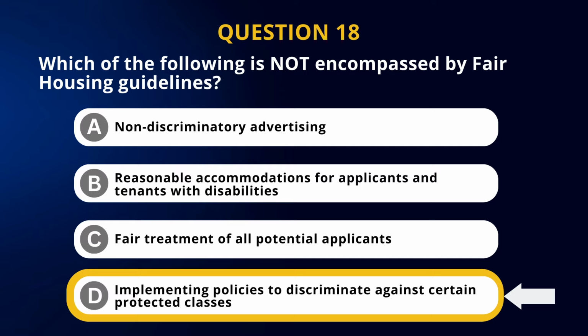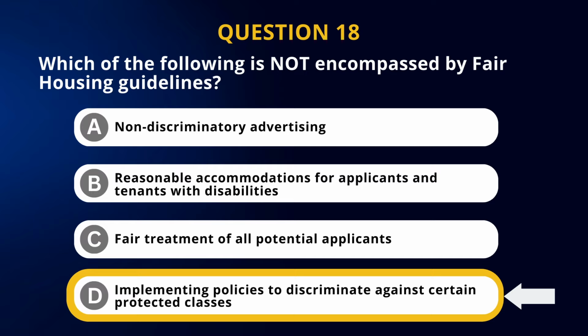So, which is not encompassed by fair housing guidelines. In other words, which is something that doesn't stand for what the fair housing guidelines do stand for. And letters A, B, and C all happen to stand. So non-discriminatory advertising, yep, the fair housing stands for that. Reasonable accommodations, yep, the fair housing stands for that. And fair treatment of all potential applicants, yep. So A, B, and C are all yeses.